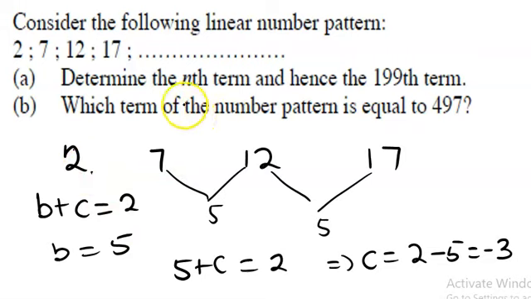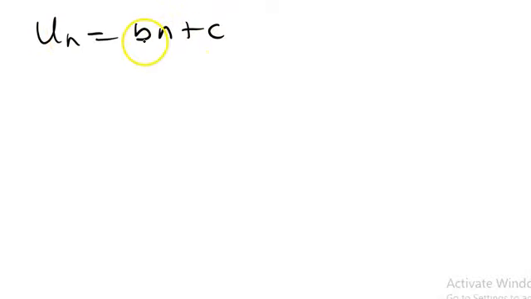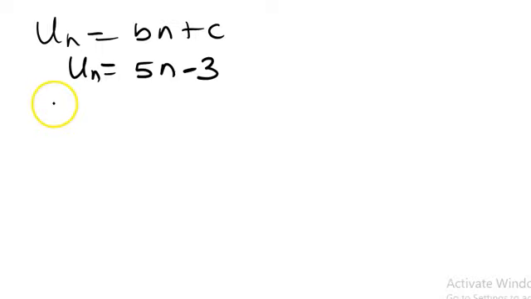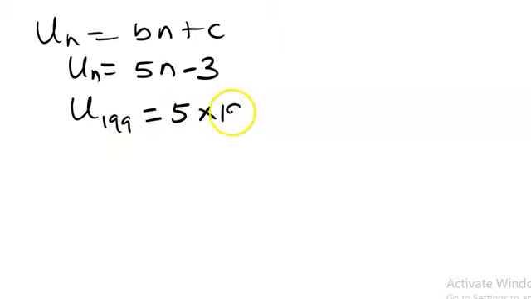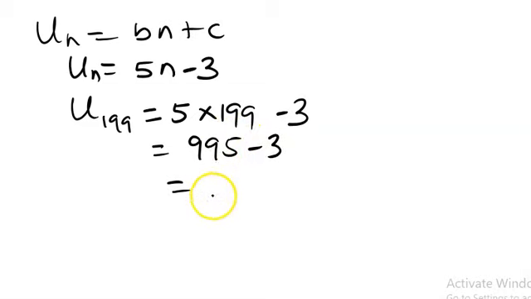So the first part, we have to find the nth term. The nth term, that is un, is equal to bn plus c. We have found b, we have found c, so we just put them together. b is 5, so 5n, and c is minus 3. So that is the nth term. If you want to find the 199th term, u of 199 will be 5 times 199 minus 3. When you do the computation, we have 995 minus 3, and when you subtract, we are getting 992.